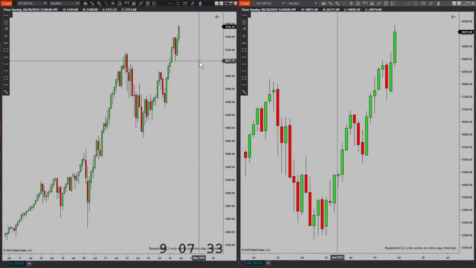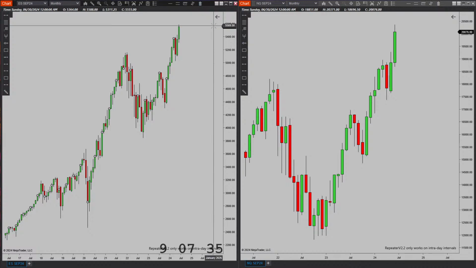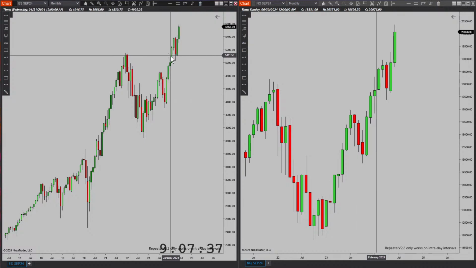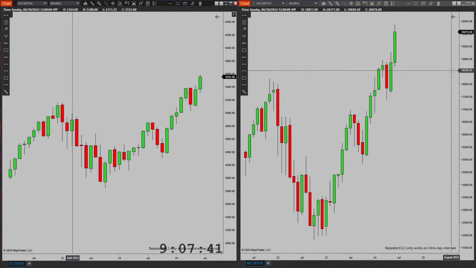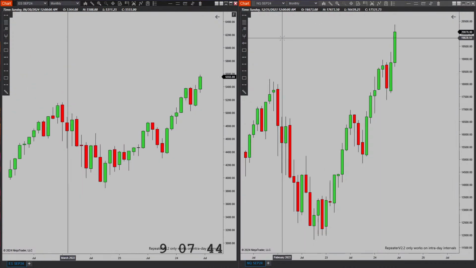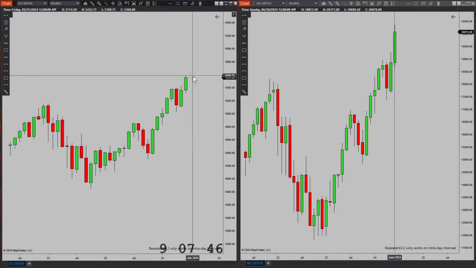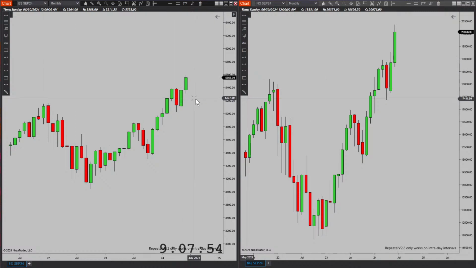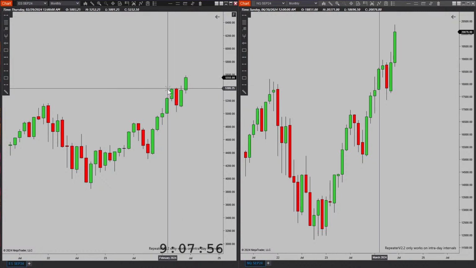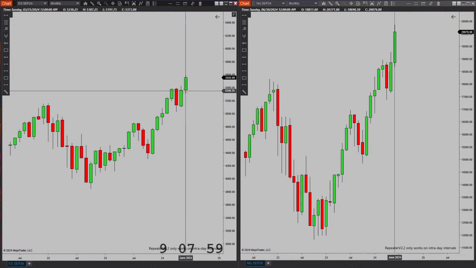Let's go ahead and get rid of all my drawings. Okay, so I guess this one's protected. So again, nothing on the monthly. We do know that price is drawing higher. The monthly already took out the previous month's high, as well as this previous month's high. So that's a bullish sign, because that means price traded out of this range.